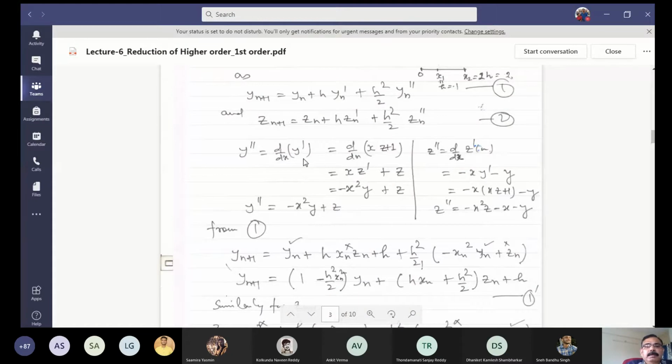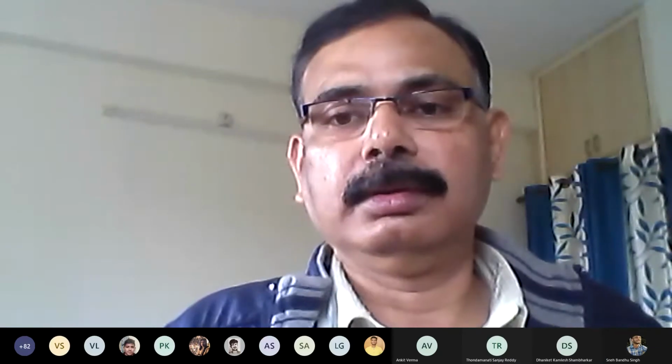So y double prime will be your xz plus 1 differentiated, so that is x z prime plus z. That is your x square. Put the value of z prime, and it will simplify. You see this z prime is your minus xy. So, sorry.